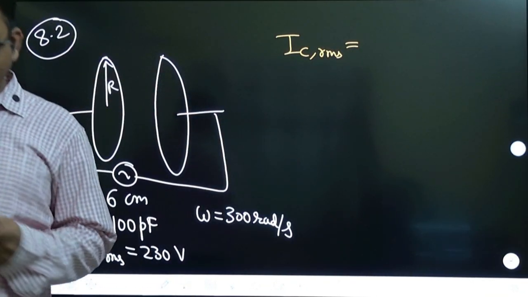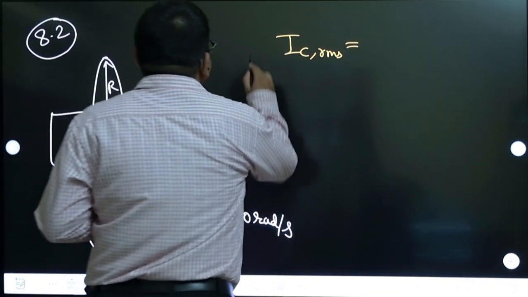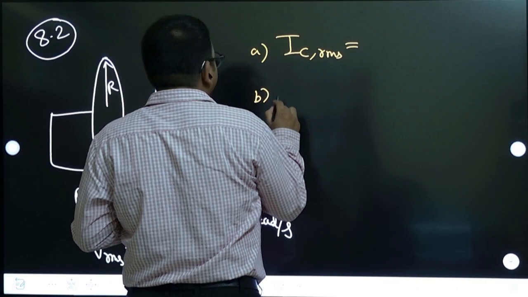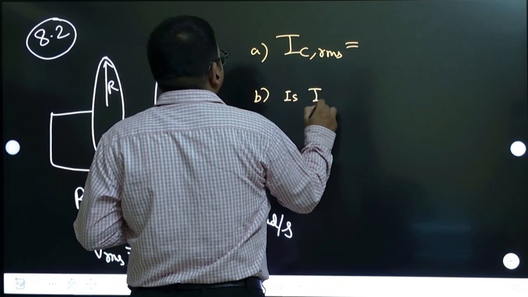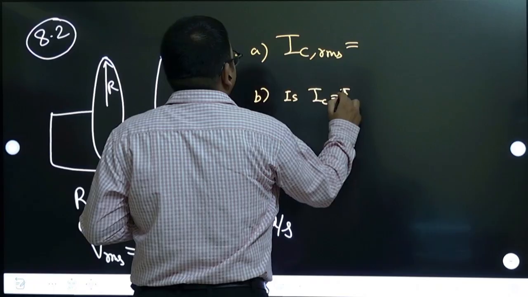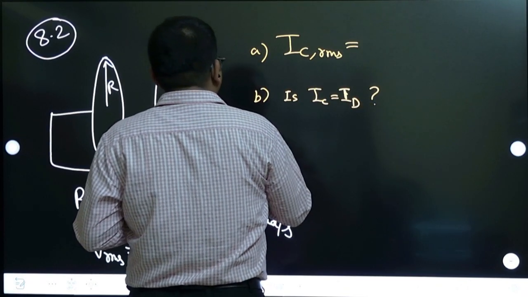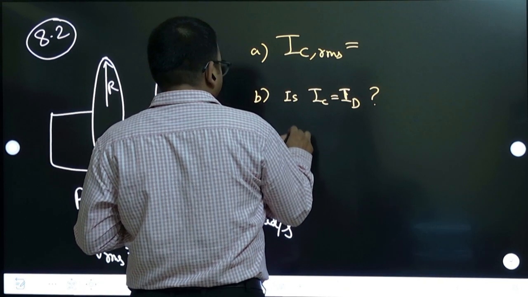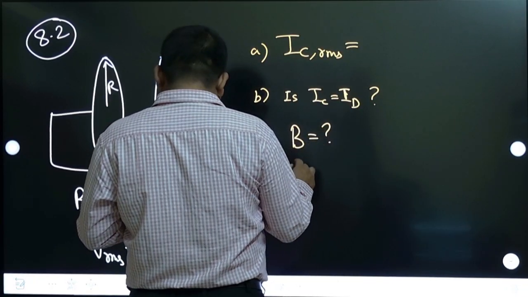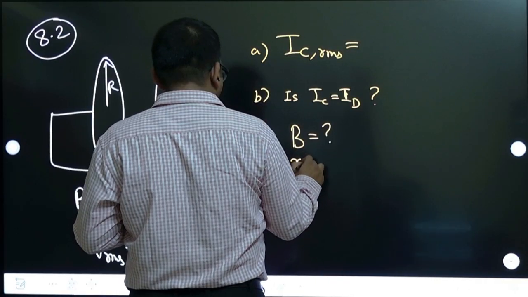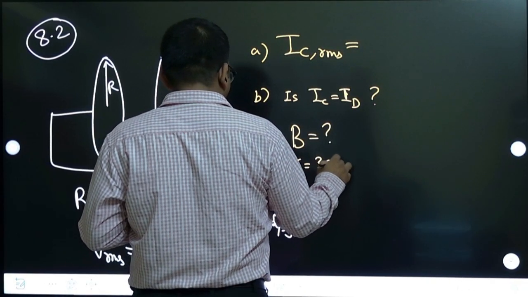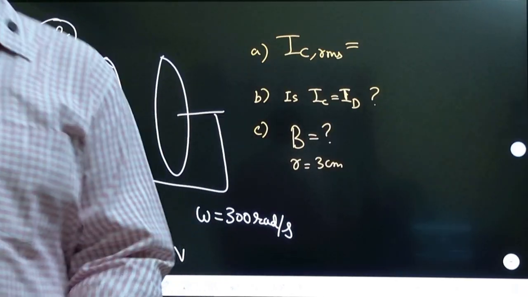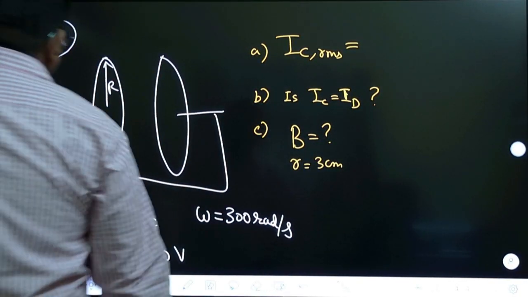How to calculate? That is the first part. The second part: is the conduction current equal to the displacement current? The third part of the question is to determine the amplitude of the magnetic field. We have to calculate the magnitude at a small r, which is 3 centimeters from the axis. Right, so this calculation we have to do. Let us quickly solve it fast.